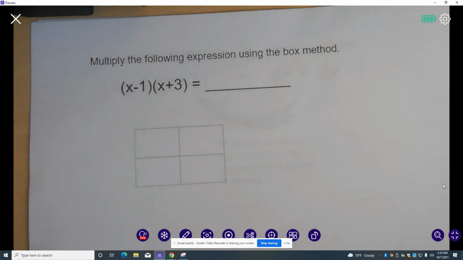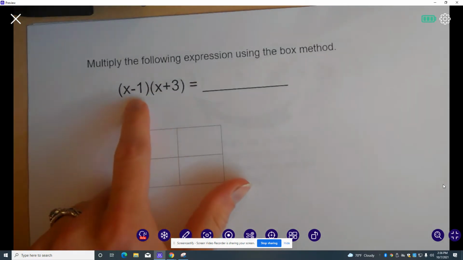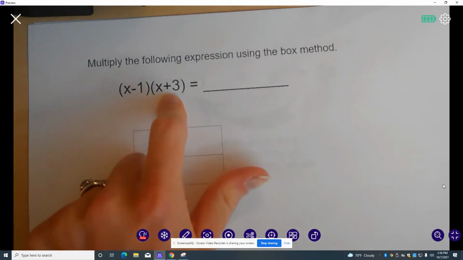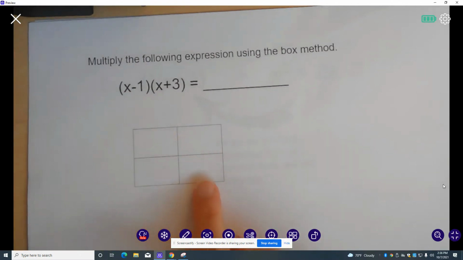In this video, we're going to do a review on factoring. You did this in Algebra 1. Before we do that, I have this expression here, the quantity x minus 1 times the quantity x plus 3. And we're going to multiply this expression using the box method.